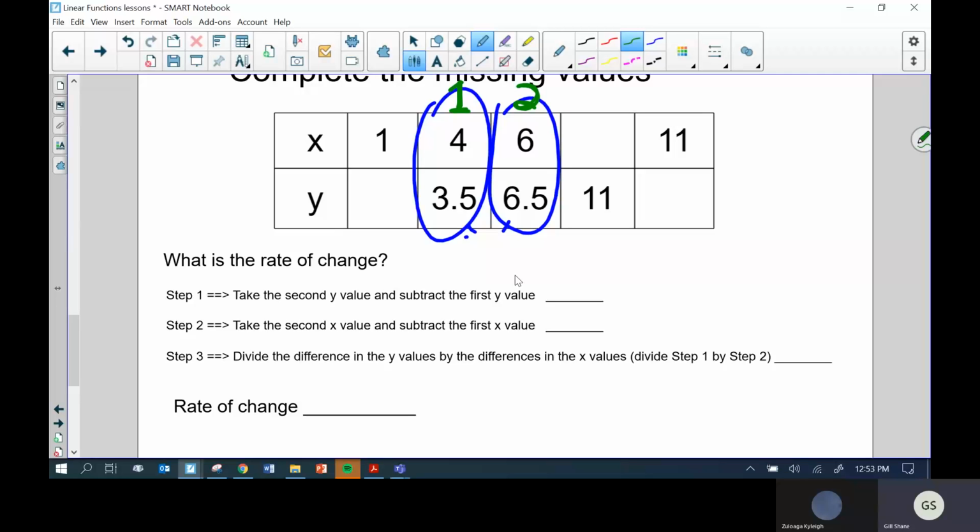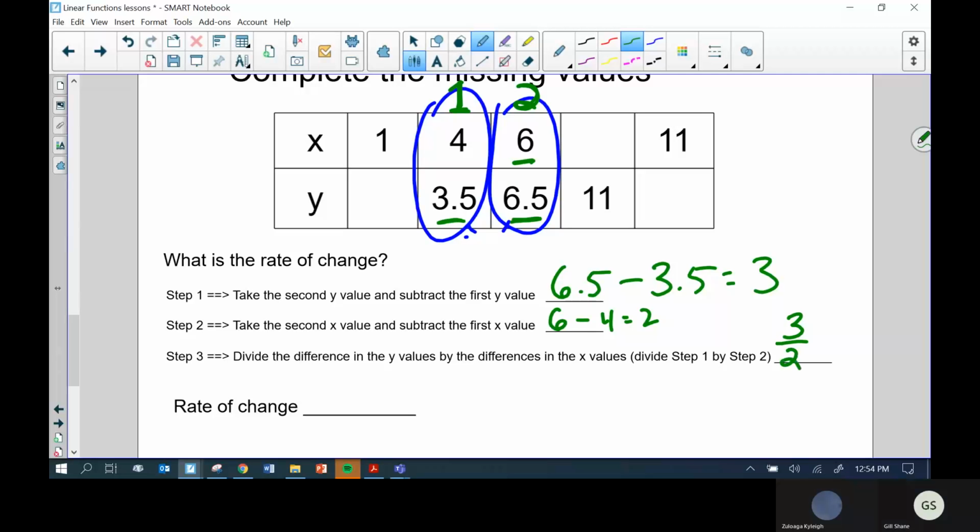So the second y value, well, that's this. Subtract the first y value. Well, that's that. That gives me 3. All right, well, now let's do the same exact thing, just we're going to use the x values. The second x value is that. Subtract the first x value, which is that, gives me 2, and then I just divide them out. Or if I make it a decimal, so my rate of change then, 1.5.